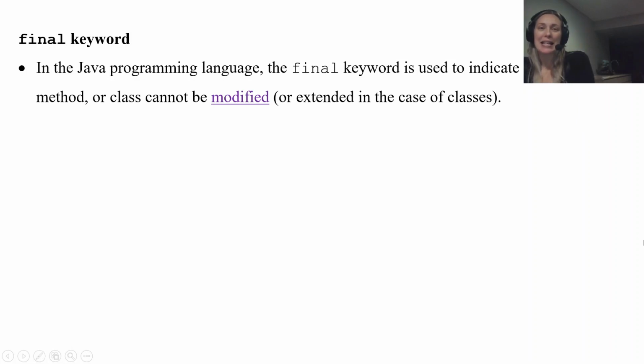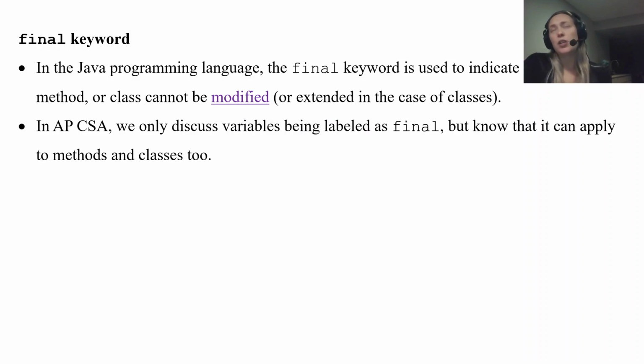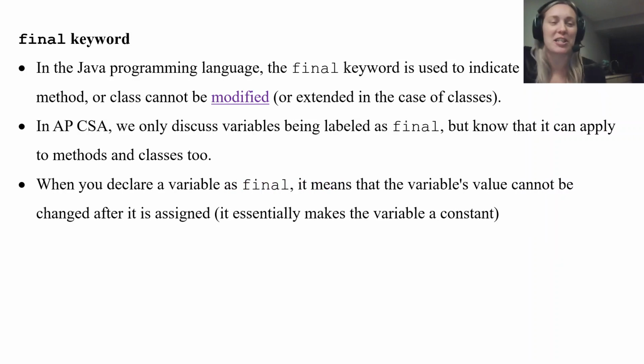So the final keyword, this is going to be on the AP exam. We have talked about it before, but it's worth repeating here and making sure we got all the bullet points checked off. So final is basically used to create a constant. You are creating a variable that cannot be modified. You can use the keyword final on methods and classes, but in AP CSA, we only talk about variables being final. So you just have to worry about constant variables. You can have constant methods and classes too, but we're not going to go over the ramifications of that.